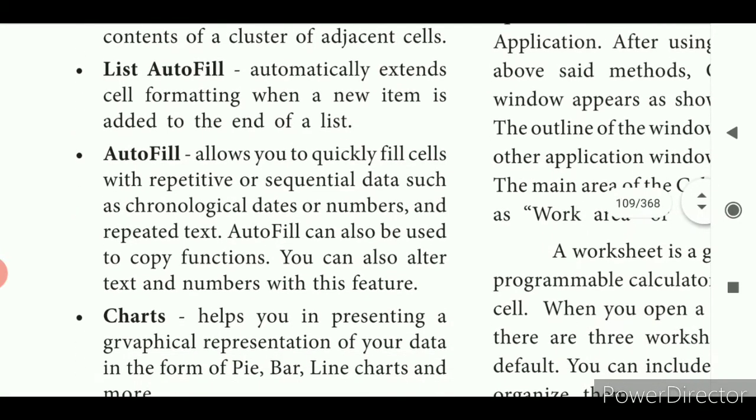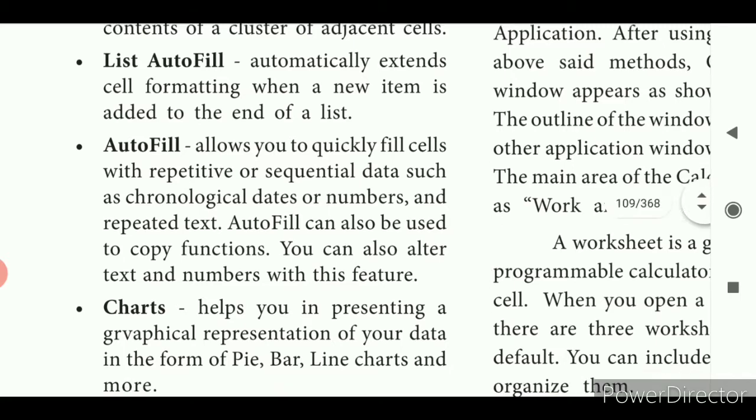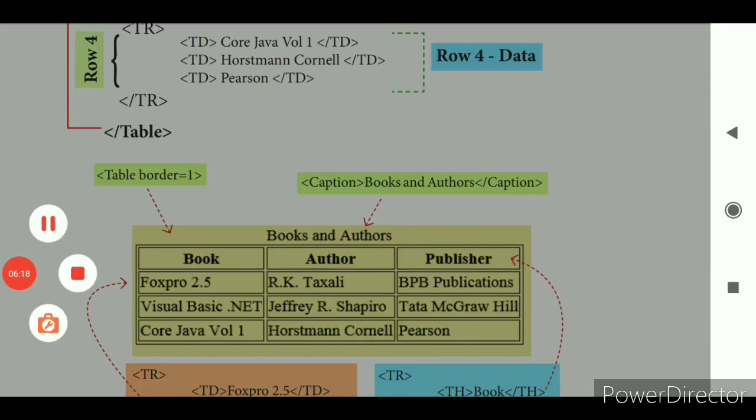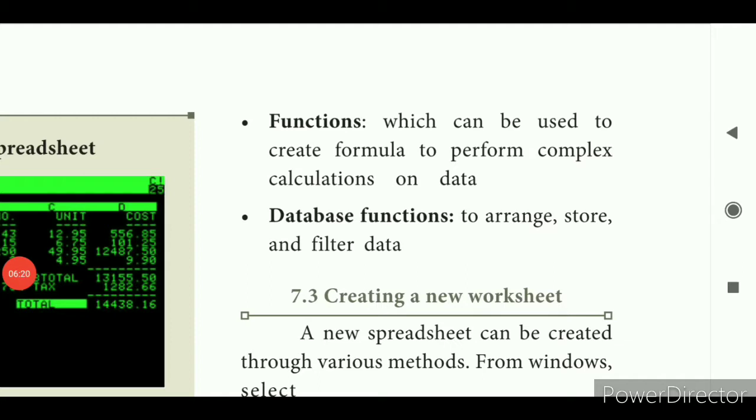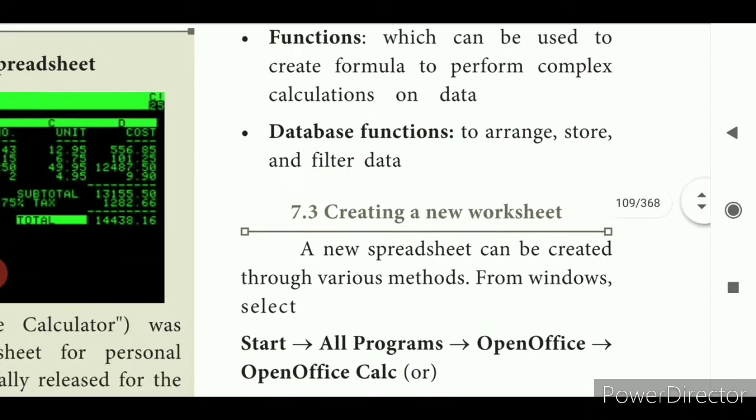So it helps you in representing the graphical representation of your data: pie chart, bar chart, line chart or more. The next one is functions. Functions means formulas which are used to perform calculations, so you can create formulas to perform complex calculations on data. Then database functions. Database means it is used to store the data, so database functions arrange, store and filter data.